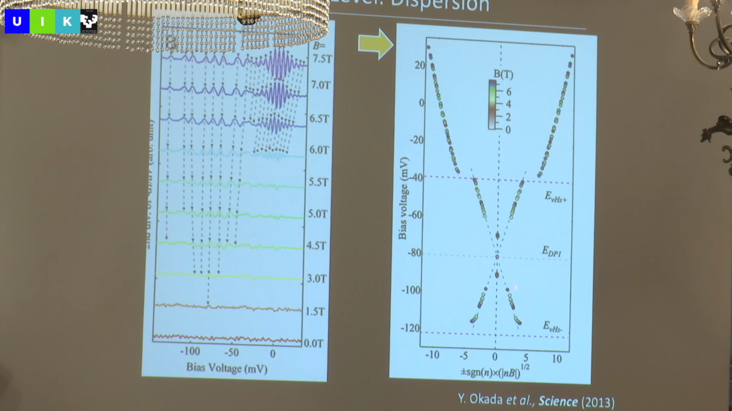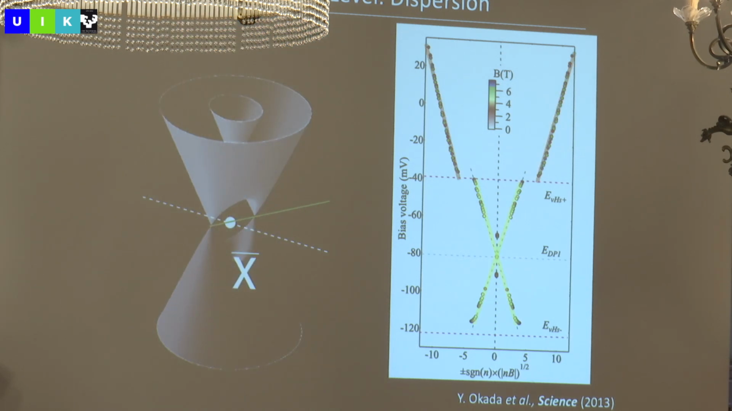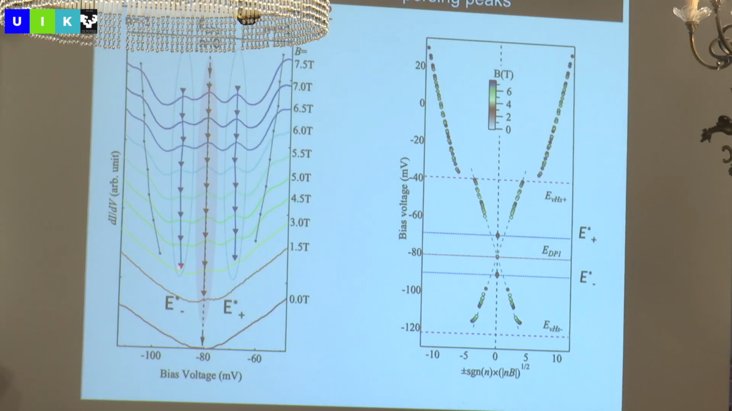Okay? But more interestingly, you get two other points on either side of the Dirac point, which also don't disperse very much with magnetic field. And the question we have is, what is this? And as it turns out, the answer is the following. So here are those two other peaks that don't change with field.